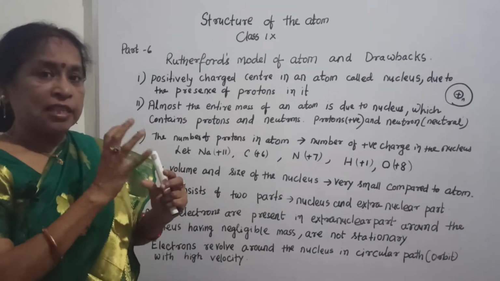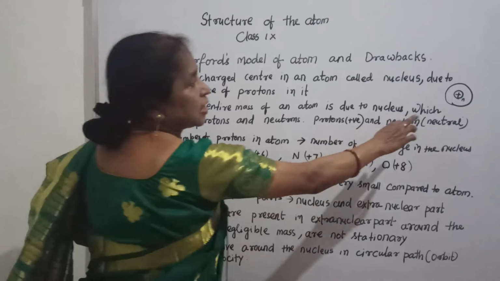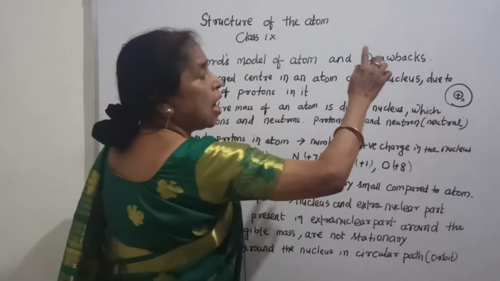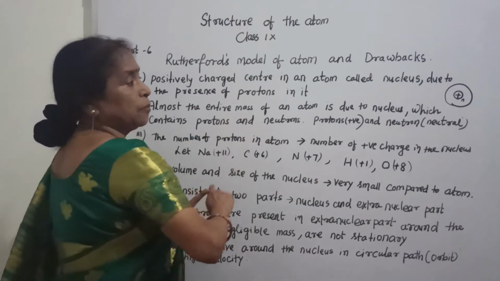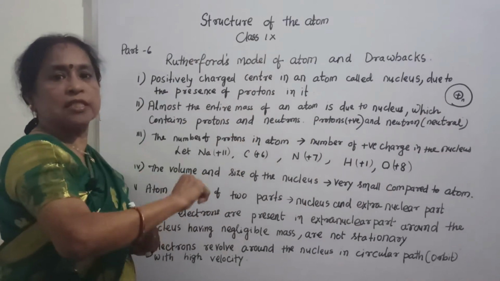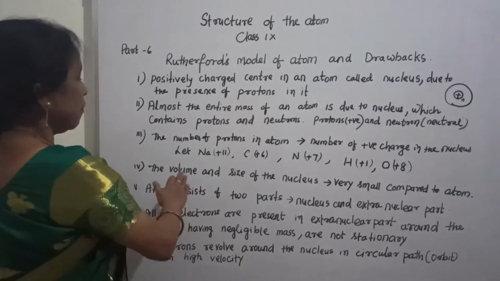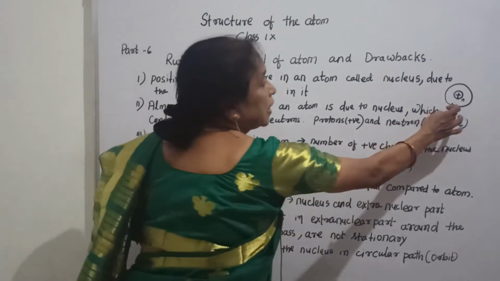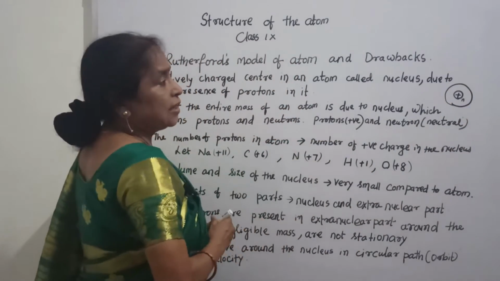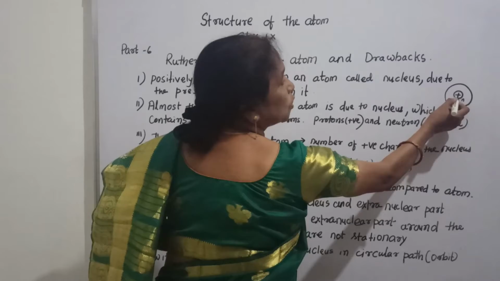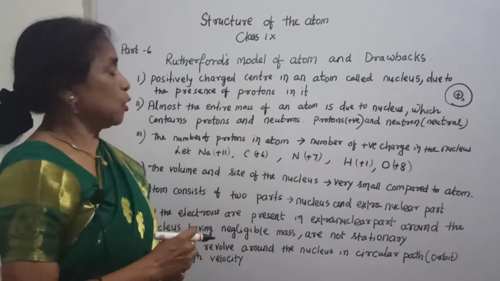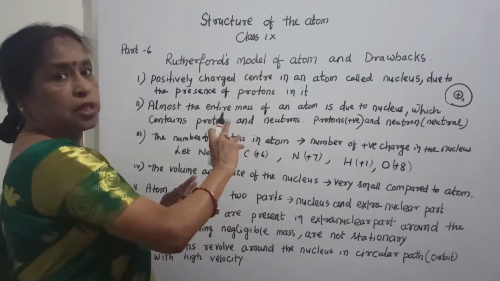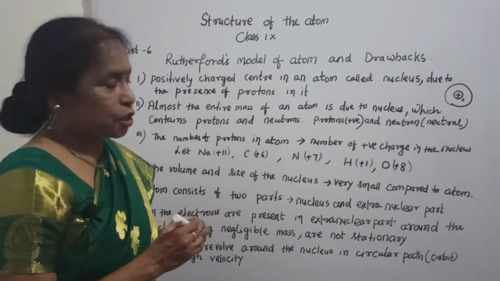The volume and the size of the nucleus. When you compare the size and volume of the atom with the size and volume of the nucleus, what will you find? The volume and size of the nucleus is very, very small compared to the atom. If this is the atom and this small part is the nucleus, and you compare these two, the nucleus is very, very small in volume and size.